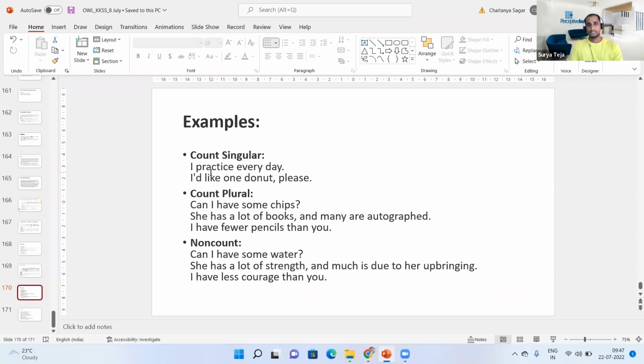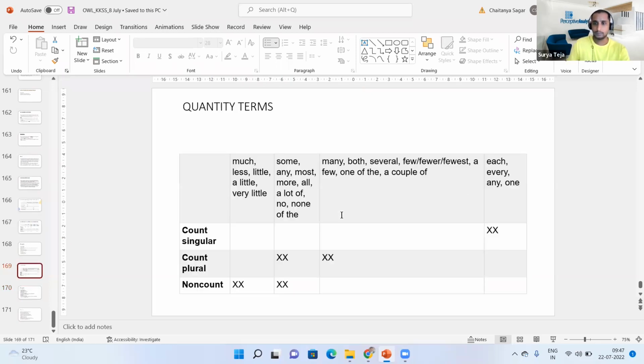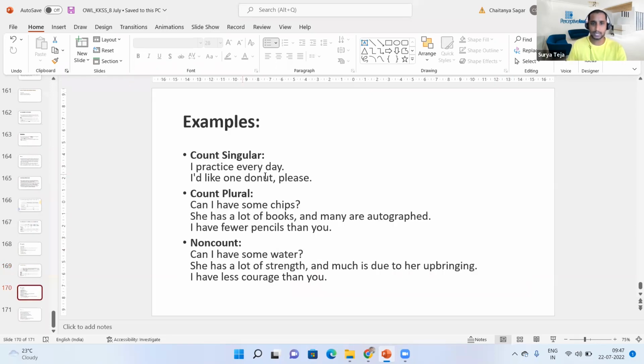So, I practice every day. So you have used every here. As we know, in the previous example, we can definitely use each, every for the count noun. So here if you see, I practice every day, it becomes fluent. I'd like one donut. Donut is one singular particular item which is a countable noun, but it is used in singular, so one is used here.